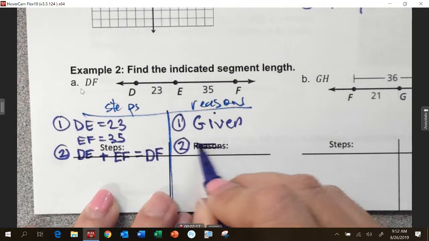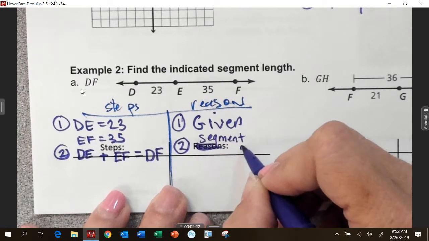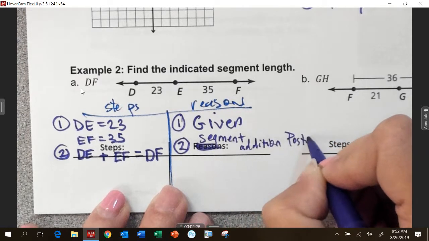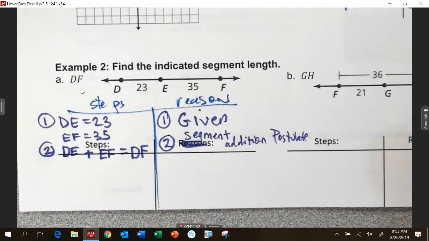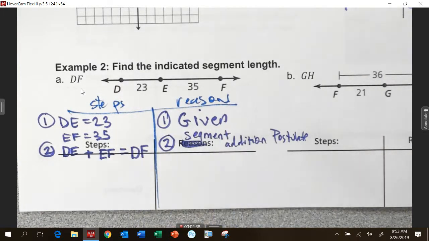So my reason for that is segment addition postulate. I should write smaller. I ran out of space. So we write the symbols DE plus EF equals DF.